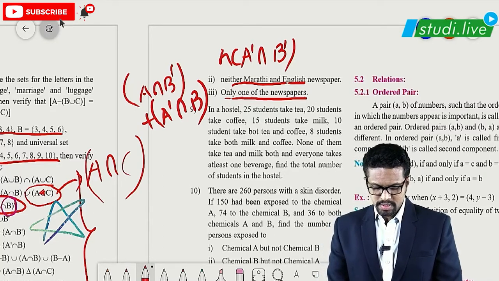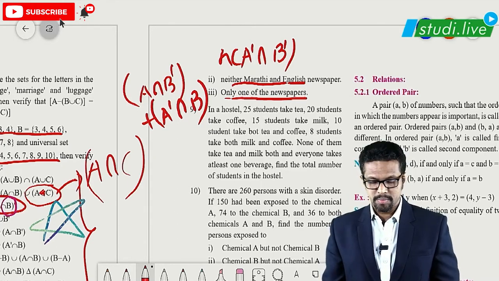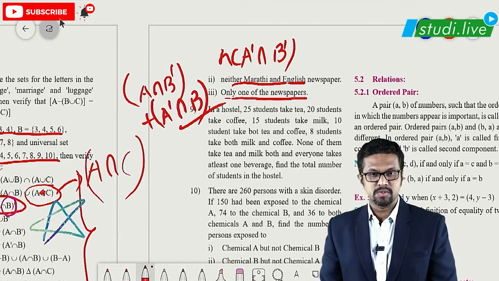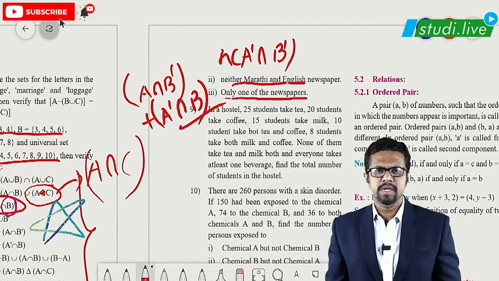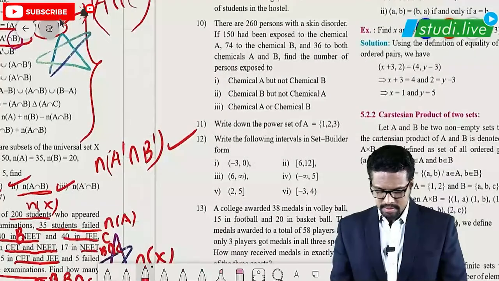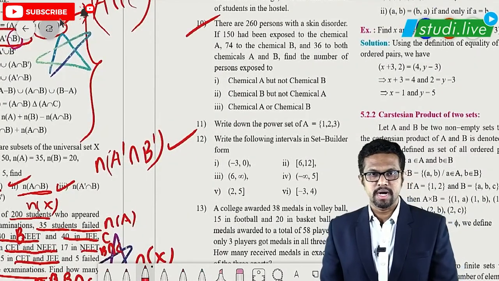So can you see this question? In a hostel, 25 students take tea, 20 students take coffee. Same type of question you must have done in the lower standards also. Okay, in the previous years also you must have solved this type of question. So this is just by using A union B. Over here also in this, it is also a question which is based on just cardinality.